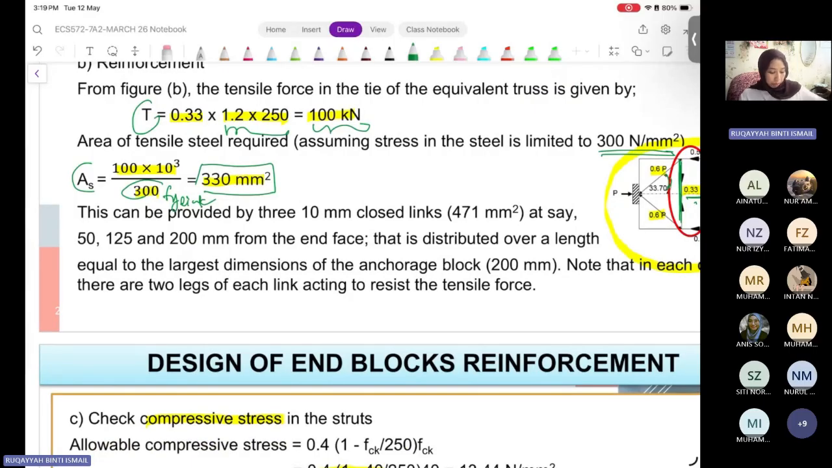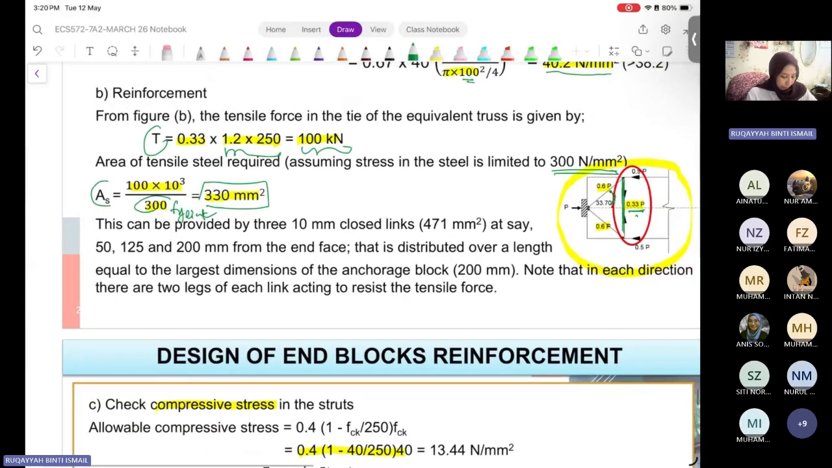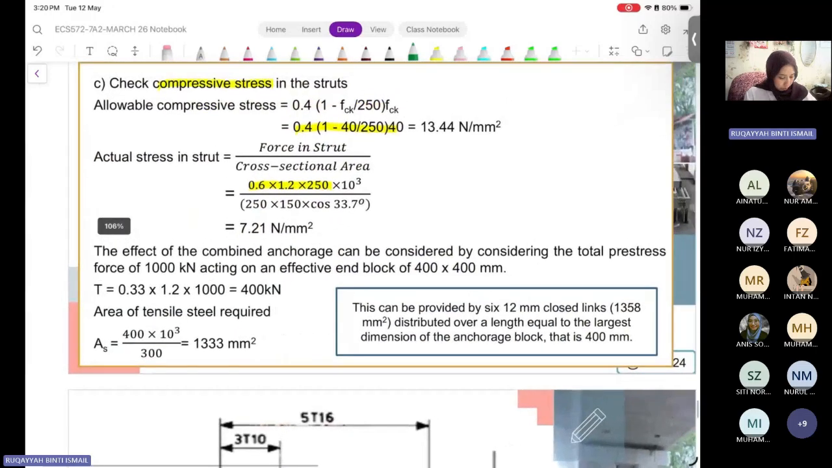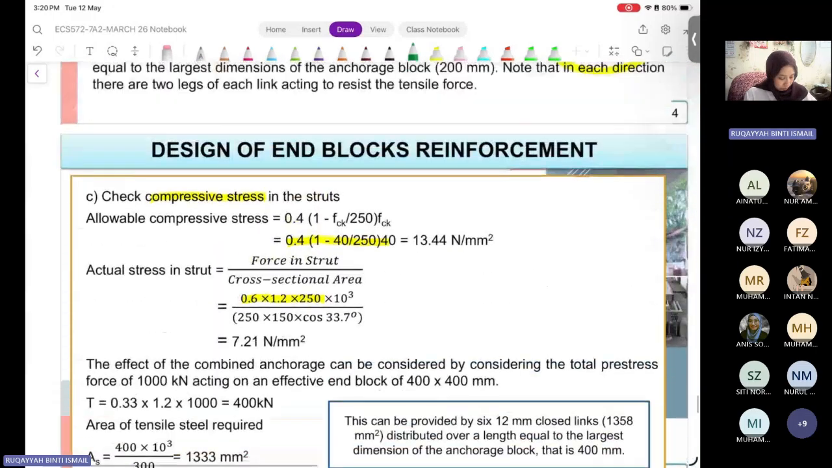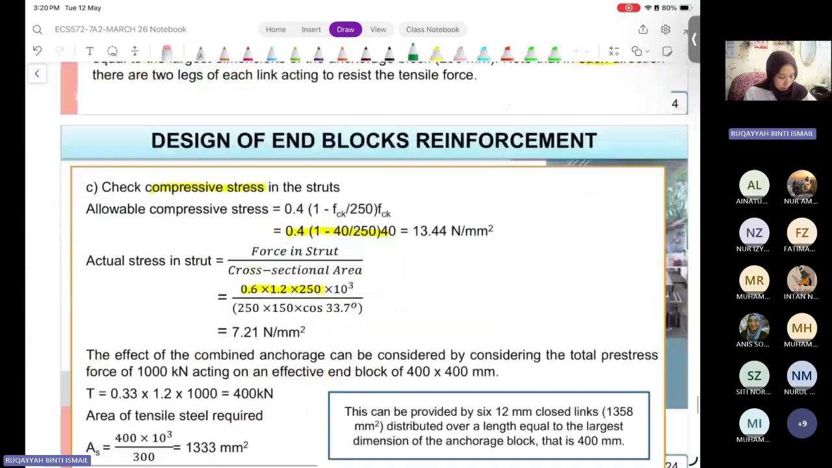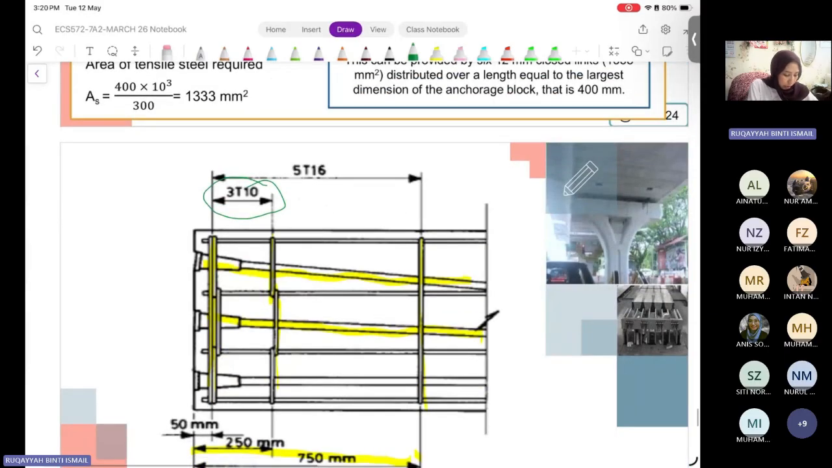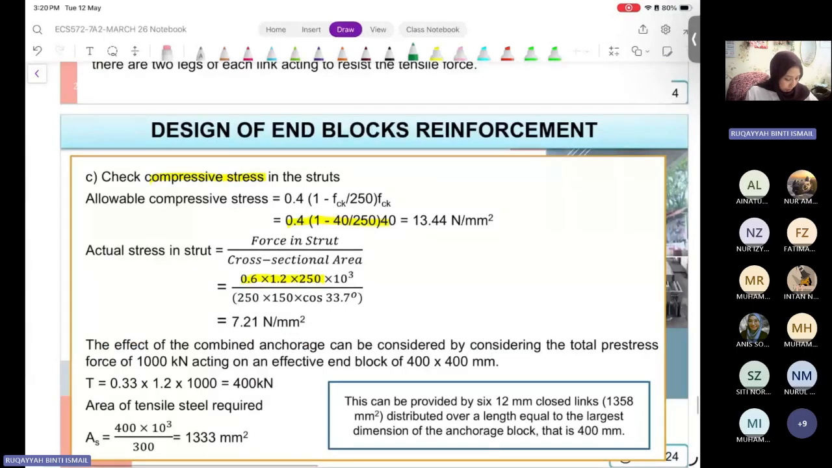So this can be provided by 3 T10 links, which is a total of around 471 mm square, for example, at 50, 125 and 200 mm center to center from the end face, distributed through the length. Okay, so far are we following? Yes, doctor. So you can see that 3 T10 is provided here, meaning there will be 3 lines, 3 numbers of T10 there.